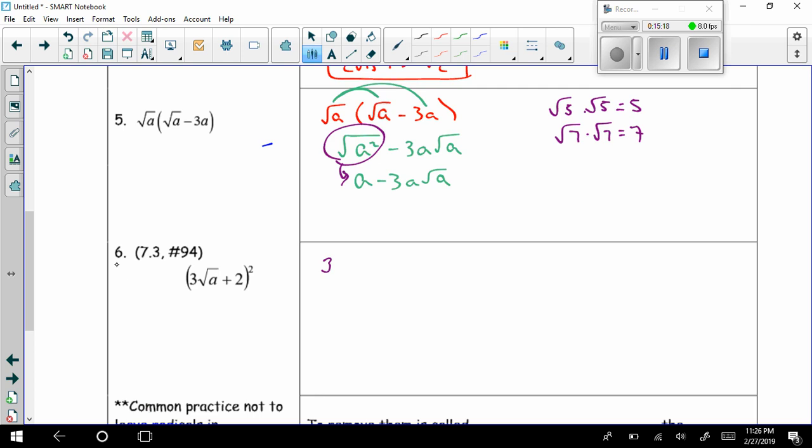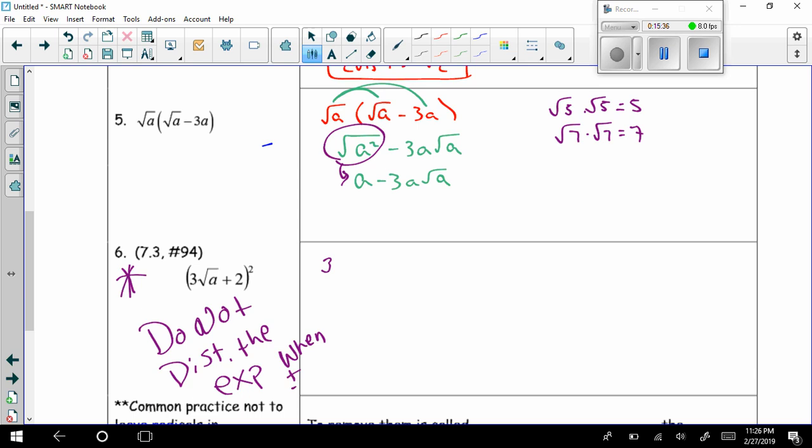This one, do not distribute the exponent when there's plus or minus. Okay, we cannot do that. Do not do that. Don't even put it on your paper. You don't actually do it.